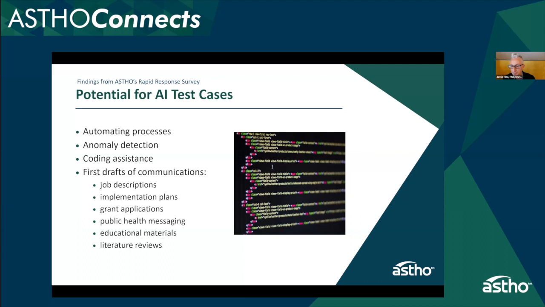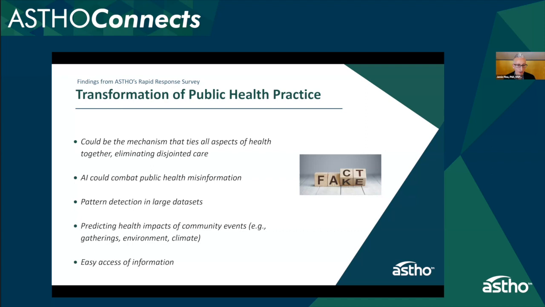And finally, we asked our members of the IDPN, what sorts of transformative potential they think artificial intelligence has for the public health practice community. And these are some of their thoughts. They said that AI could be the mechanism that ties all aspects of health together, eliminating disjointed care. So AI could provide a linkage across healthcare providers, public health, and all the other entities that are involved in providing healthcare and public health action nationally. They also noted that AI could assist to combat public health misinformation by perhaps identifying messaging that's going to a population that is known to be incorrect.